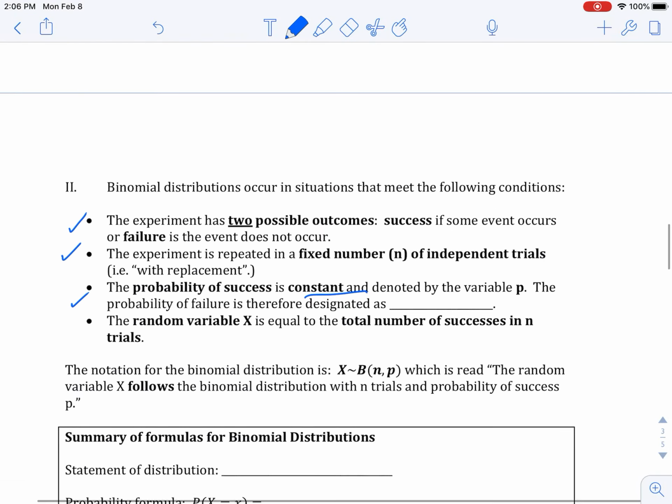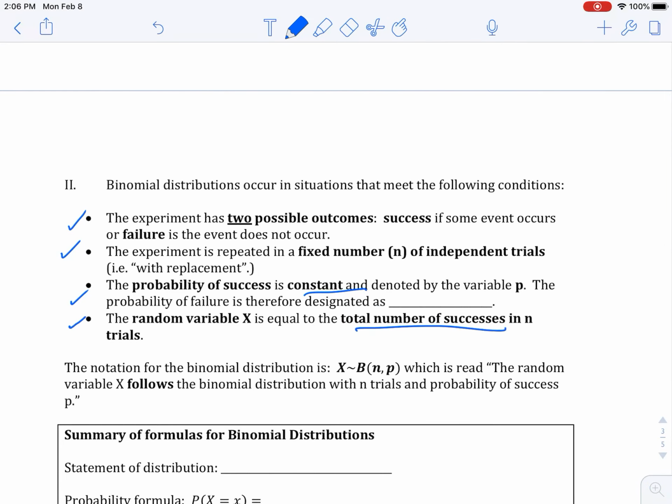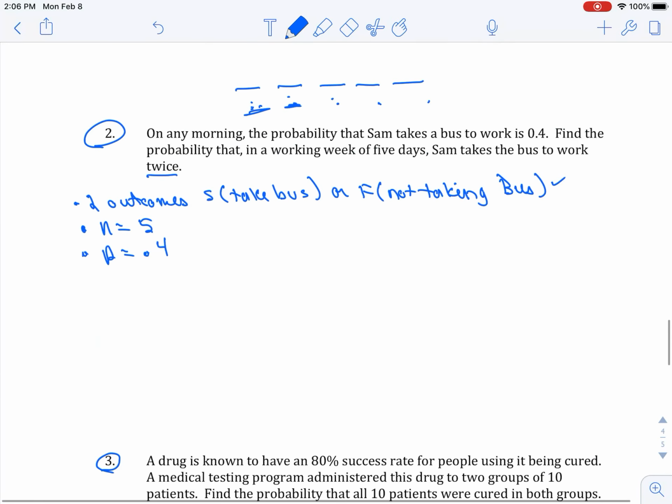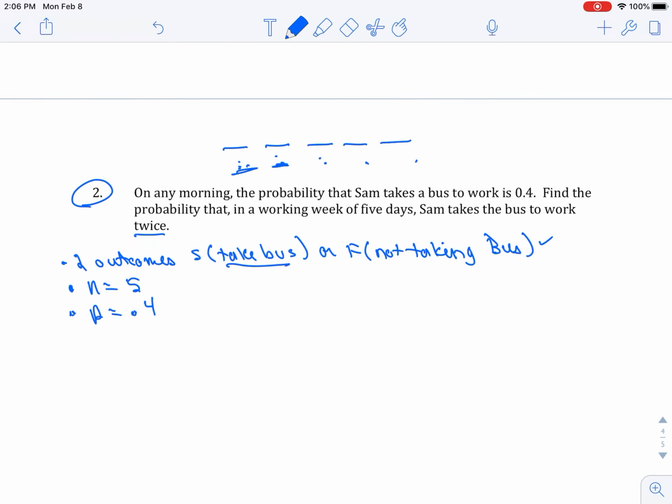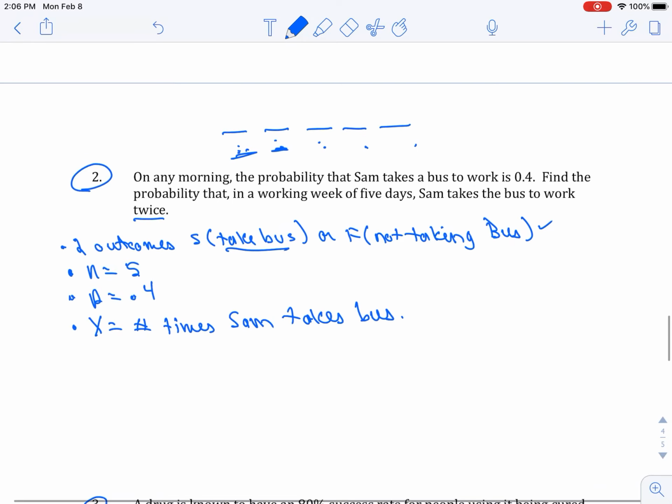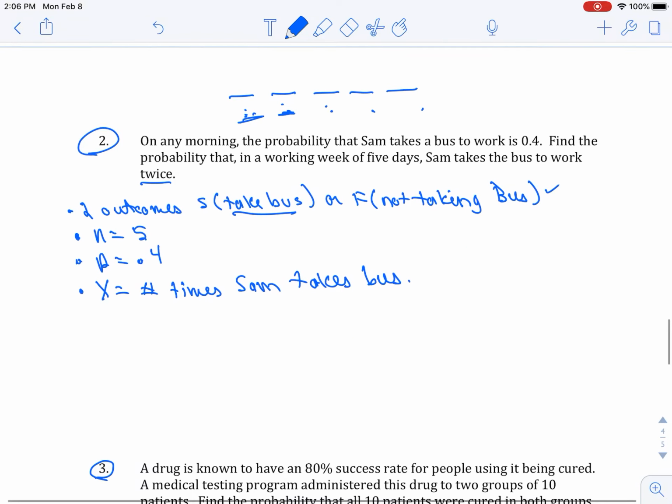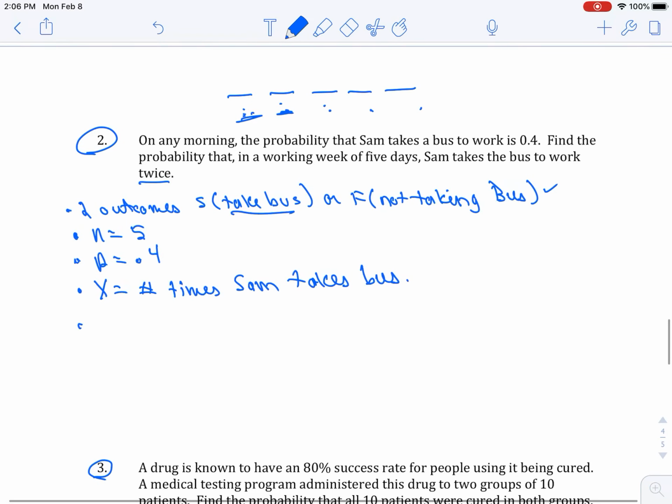And then the last one says that the random variable has to count the total number of successes. Success was taking the bus, so we're going to let x be the number of times Sam takes the bus. So we're just going to count that up. As I've said before, I think it's a good idea to also write down what the sample space is. So he could take it 0, 1, 2, 3, 4, or 5 times.